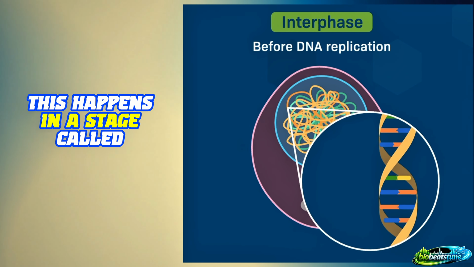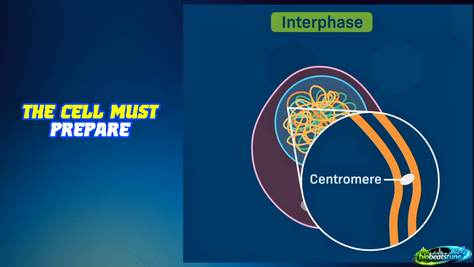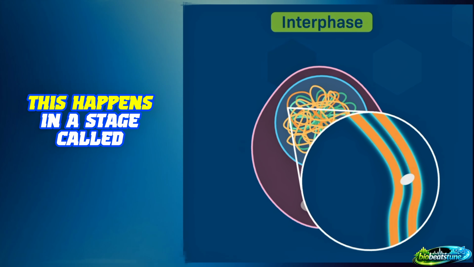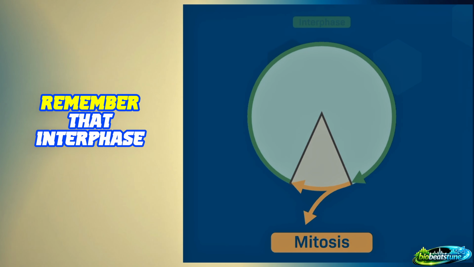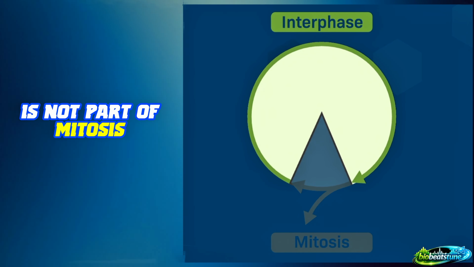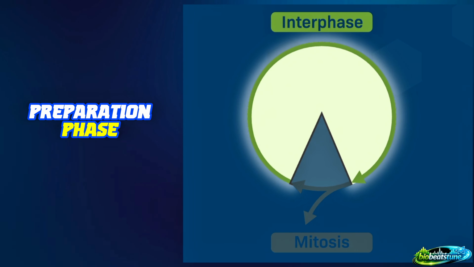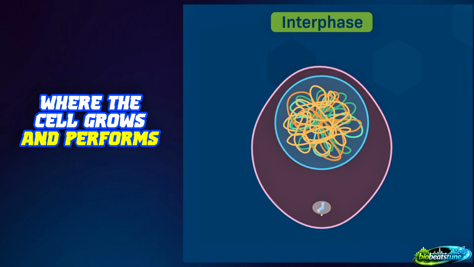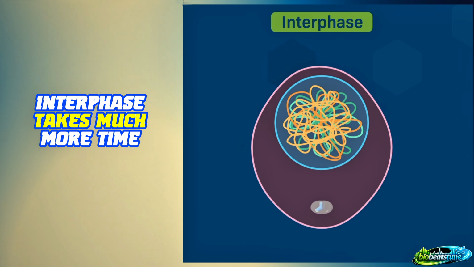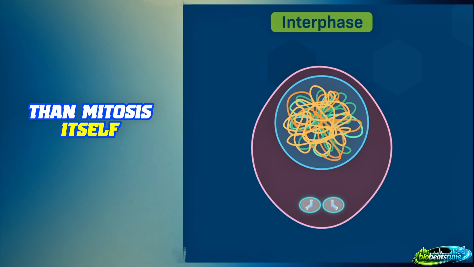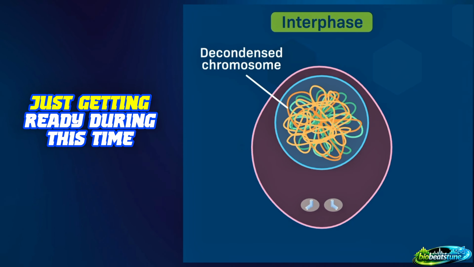This happens in a stage called interphase. Before the division actually starts, the cell must prepare. It is important to remember that interphase is not part of mitosis or the actual division. It is simply a preparation phase where the cell grows and performs DNA replication. In fact, interphase takes much more time than mitosis itself. The cell spends about 90% of its life in interphase just getting ready.